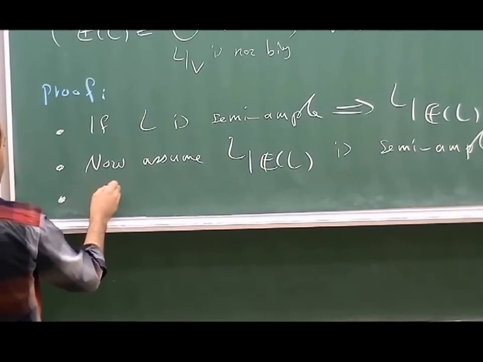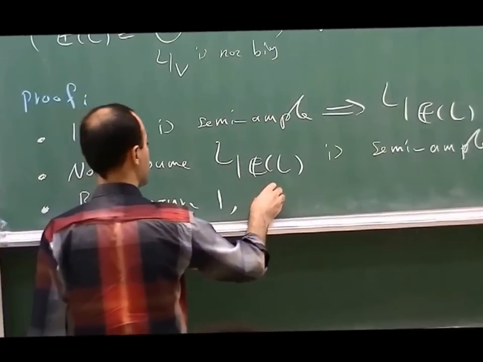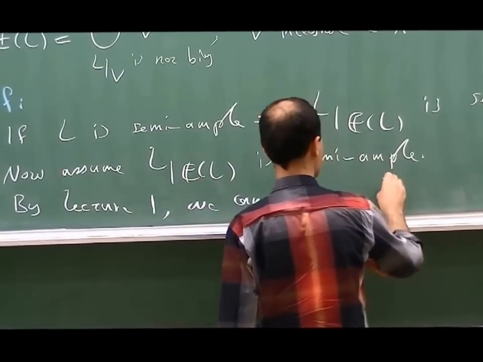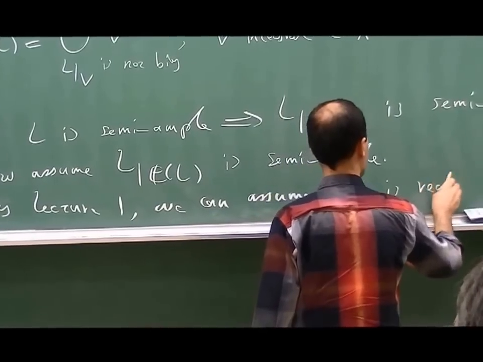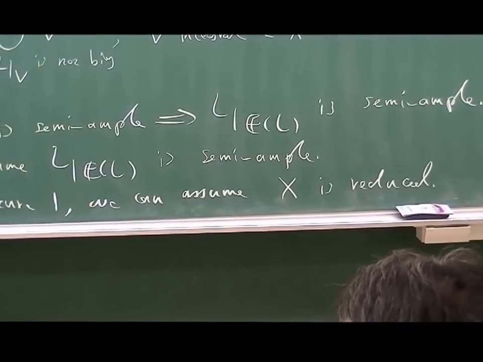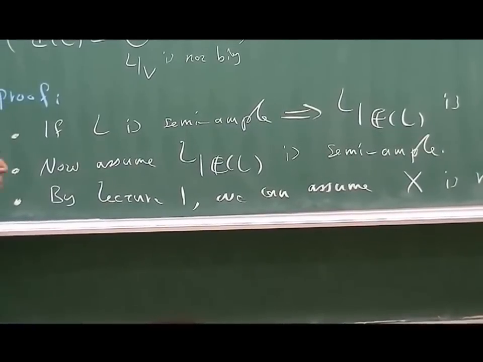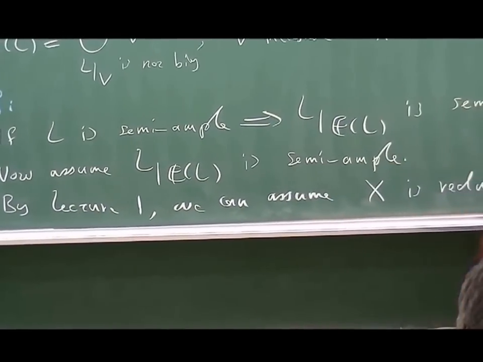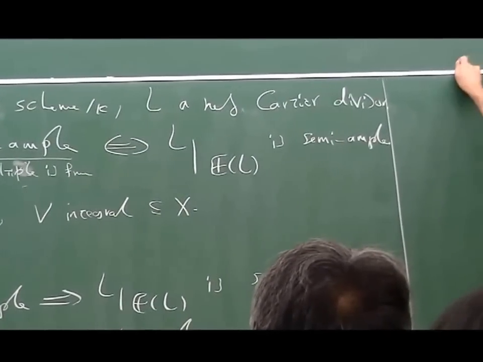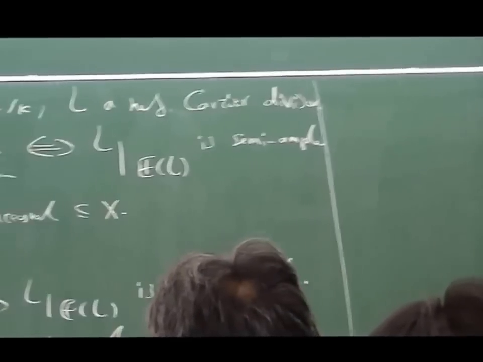We can assume by lecture one that X is reduced. And remember that this is just applying Frobenius. If it is not reduced, you can use Frobenius to reduce the whole thing to the reduced case when you don't have any non-reduced structures.